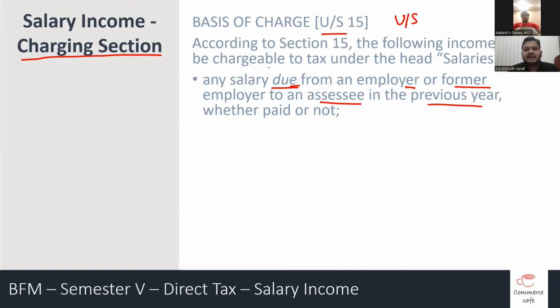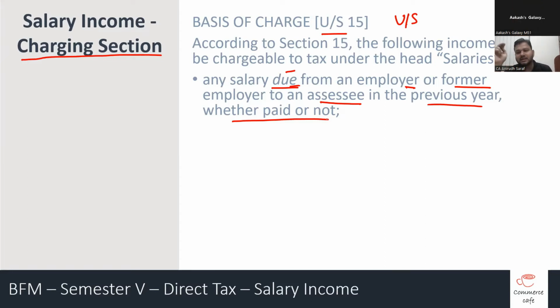So coming back, any salary due from an employer or former employer to an assessee in the previous year, whether paid or not, what do you understand from this? Tell me. Sir, assessee can be an employee too, sir. So any salary which is paid by an employer to employee in the previous year, whether they have paid it or not.